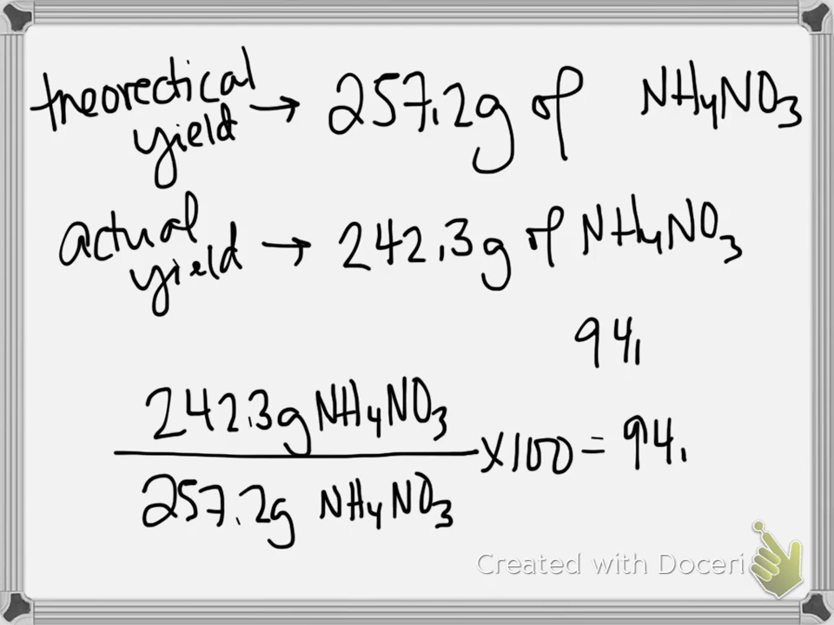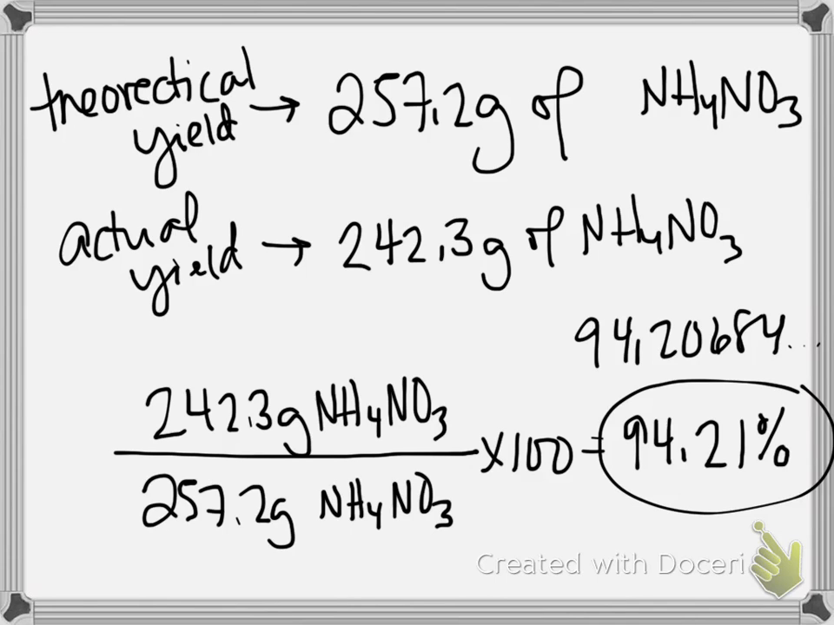So we get 94.20684, etc. When we sig fig it, and we can have 4 sig figs, 94.21% yield. Okay, and that would actually be a pretty respectable percent yield in a high school chem lab. It's not great. It would get you a redo in a quantitative analysis chem lab, but it's a reasonable yield. Okay, so those are really easy.